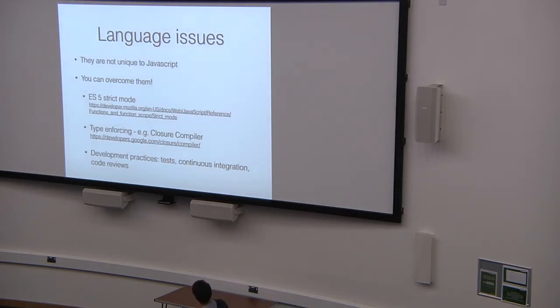Looking more closely at the language issues, they are not unique to JavaScript. They are present in pretty much any language that you try to implement cryptography in. But you can overcome them. You can use the ECMAScript 5 strict mode, which disables a lot of quirks of the language. You can use a JavaScript compiler, like for example Closure Compiler, which allows you to enforce the types being declared during the compilation. So it allows you to implement strong typing within a language which doesn't support it natively. Also, obviously, development practices like code reviews, unit testing, integration testing, and continuous integration immensely help to produce code which has less probability of being vulnerable.